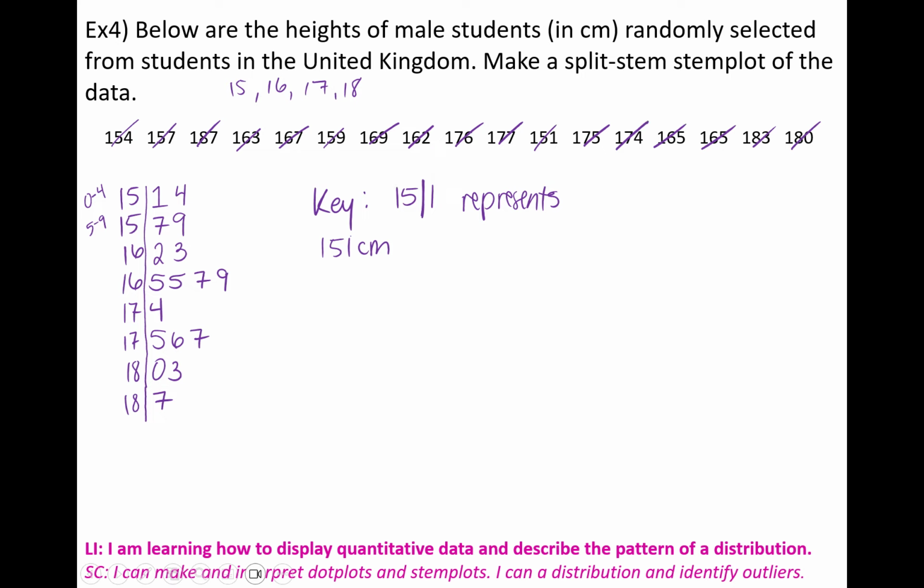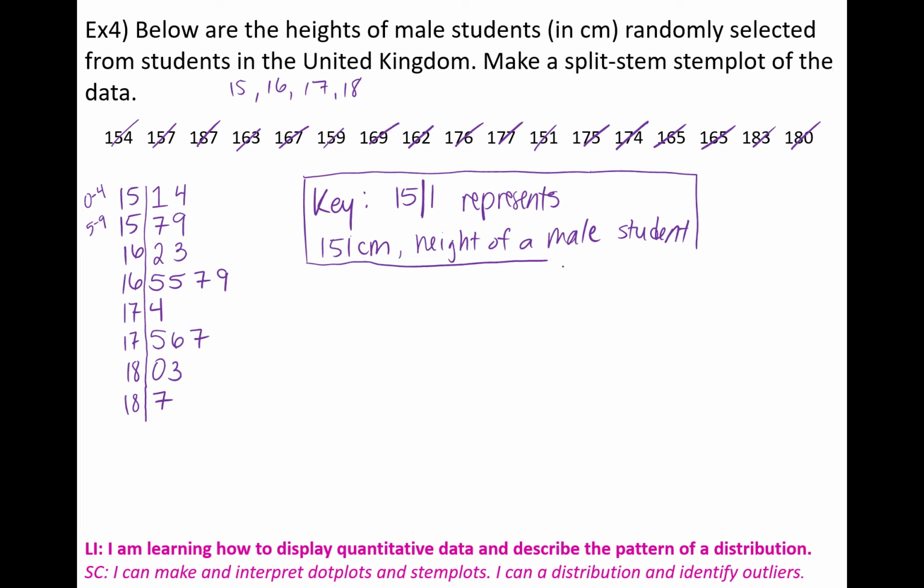And actually, the other one I gave more context and said the resting pulse rates, but really this would be enough information. 151 represents the 15 with the slashy, and the 1 represents 151 centimeters. I'm going to be a little extra and say the height of a male student. But really, you just need that first part, and you would be good. All right, so here's my key.